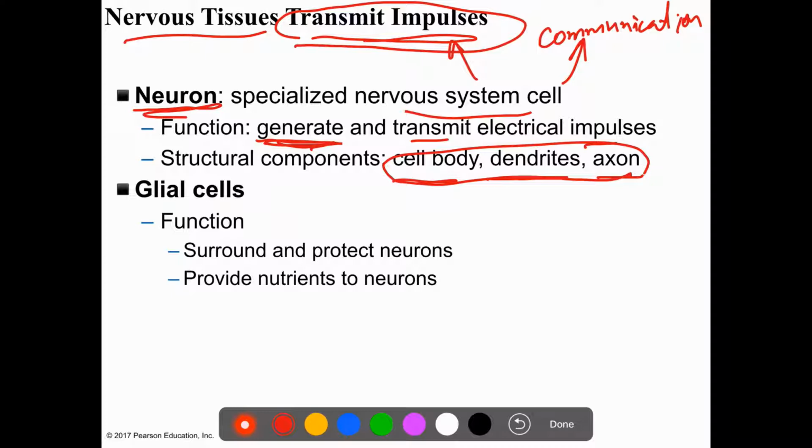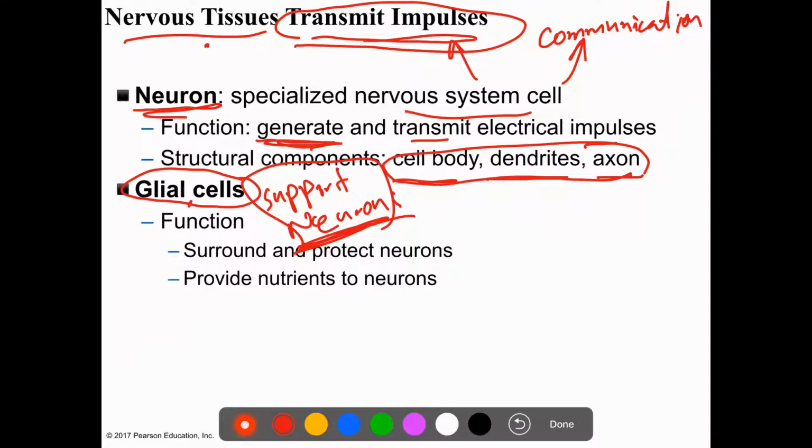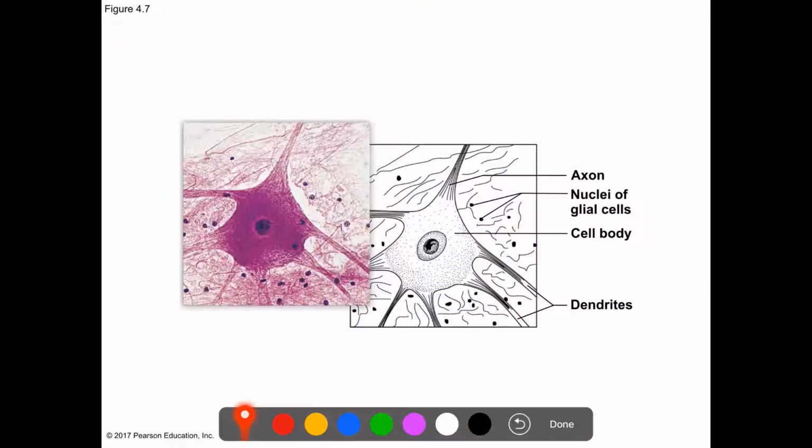And the other group is called glial cells. These support the neurons. Although they are part of the nervous tissue, they are not performing the function of the nervous tissue. Rather, they support the neurons. They will help them to perform their functions. So they will surround and protect neurons. They will provide nutrients to neurons. So they will have different functions, and we are going to see some of these cells later.